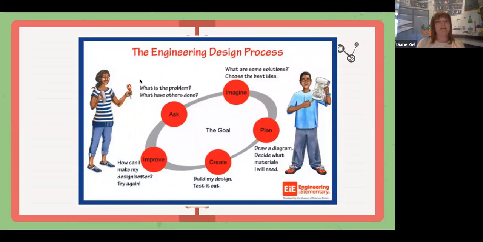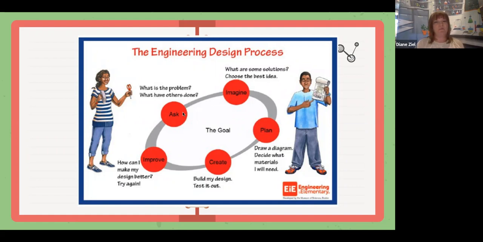But it always begins by asking yourself, what is the problem? Imagining or coming up with some solutions, drawing a design or a diagram and gathering the materials that you need, so making a plan, then executing the plan by creating the design and testing it out. And through that testing process, asking yourself, how can I improve my design? How can I make it better? Let's try it again. And then that's why this is in a circle, because we start all over.